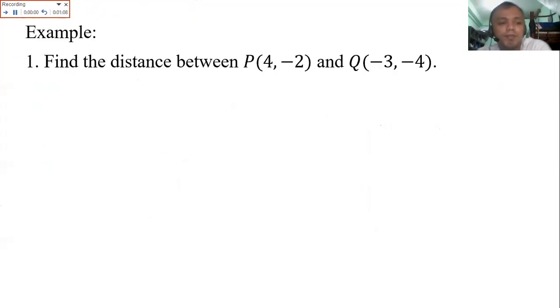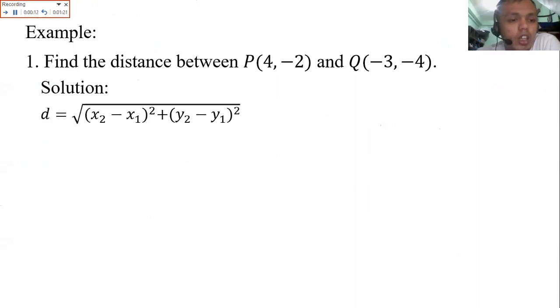Example here. Find the distance between point P, with the coordinates of 4 and negative 2, and point Q with the coordinates of negative 3 and negative 4. So to use this formula, let's get the coordinates first. Your x sub 2 here is negative 3. Your x sub 1 is 4. Your y sub 2 is negative 4. Your y sub 1 here is negative 2.